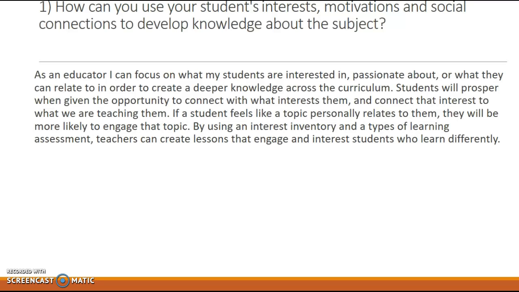But by using an interest inventory and a types of learning assessment, such as to find out if the student is kinesthetic or auditory, that type of thing, as educators, we can create lessons that engage our students and interest them, and we can meet all modalities by doing so.